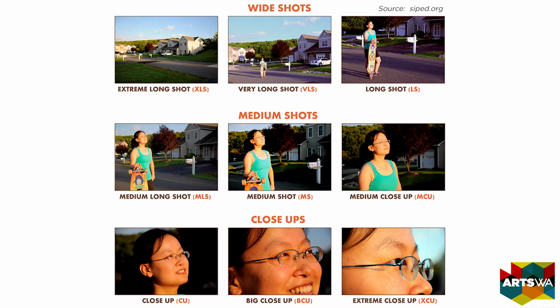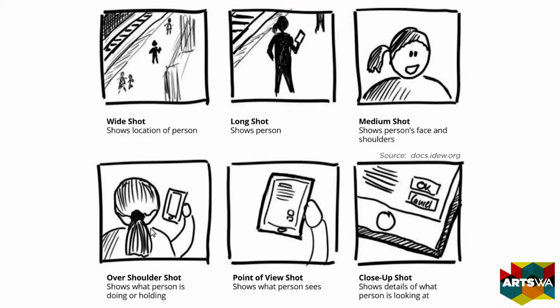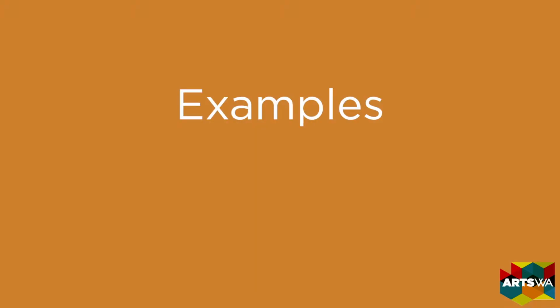Try experimenting with different types of shots, close-ups, far away, and different angles to help illustrate and bring in your audience. This is a fun activity that makes your video more fun for you and for the viewer. Here are some examples of teaching artists using different shots and angles.